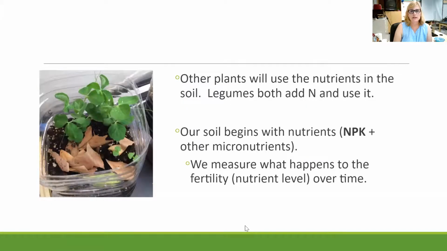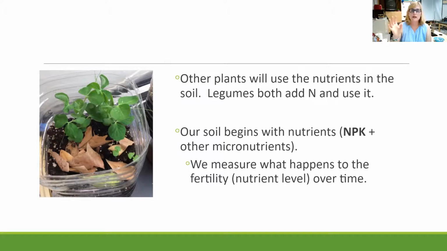So the other plants that you planted, whatever they were, whether they were cilantro, basil, radishes, kale, mustard seeds, whatever I have the seeds for, they're going to use the nitrogen in the soil. Your legumes will both make it, well, the bacteria on their roots will make it, and they'll use it, but they tend to make more than they use.